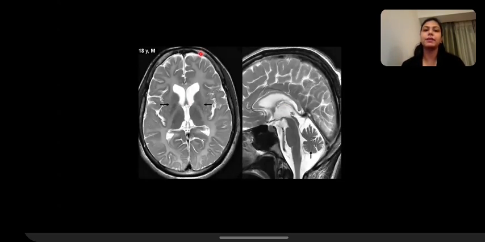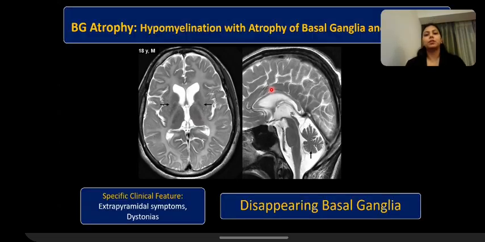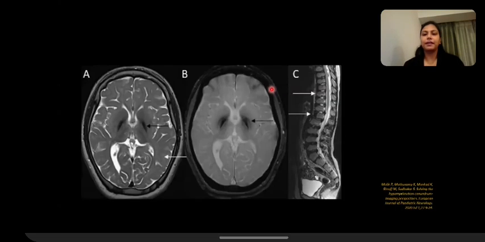So this is another case where there is diffuse hypomyelination with atrophy of basal ganglia and cerebellum. So it is, yes, very good. So it is H-ABC. So the other pattern where we have hypointense basal ganglia with skeletal abnormalities, along with that, we can have a lot of skin abnormalities as well. So this is a case of, yes, fucosidosis.